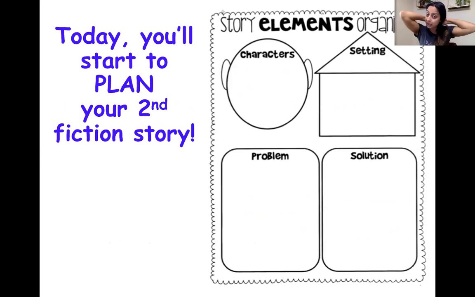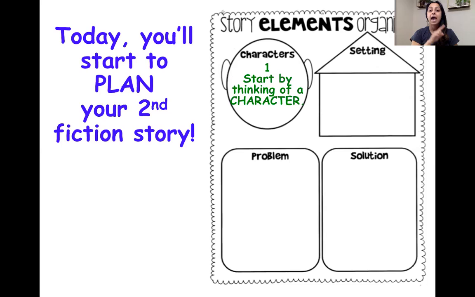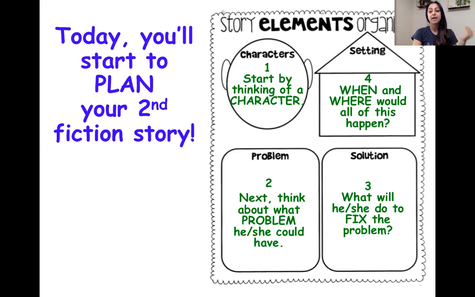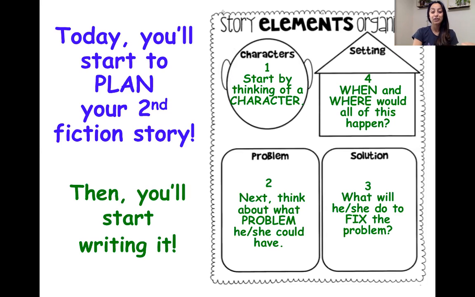But first you're gonna plan it with characters, problem, solution, and a setting. And so first you'll start by thinking of a character. Then you'll think of a problem that he or she could have. Then you'll think of a solution to fix the problem. And then last, you'll figure out, where is all this gonna happen? What is the setting of your story gonna be? Once you plan your story, you'll start writing it.